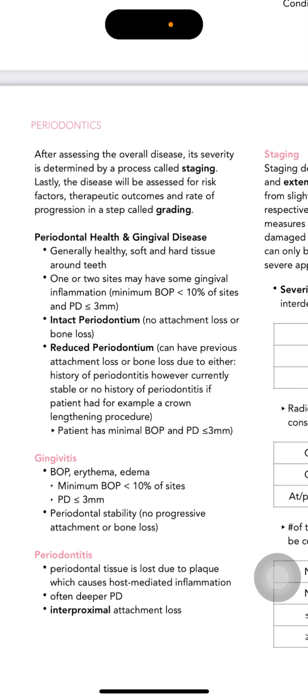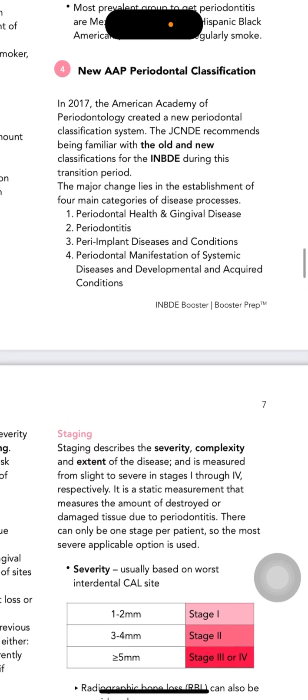Reduced periodontium can have a previous attachment loss or bone loss due to either a history of periodontitis, however currently stable, or no history of periodontitis. If the patient had, for example, a crown lengthening procedure, the patient has minimal BOP and PD smaller than 3 mm. BOP, PD.